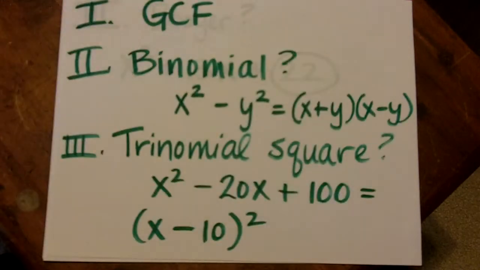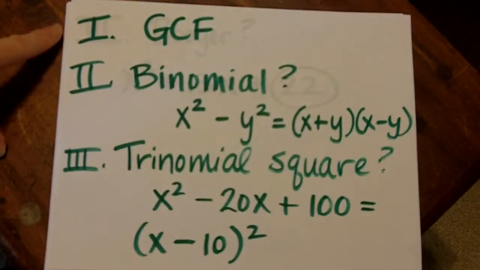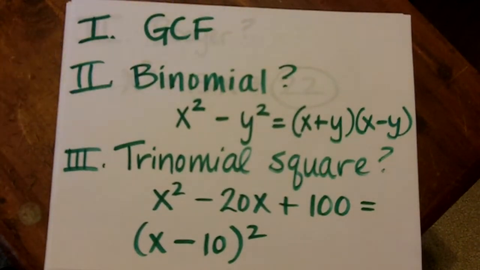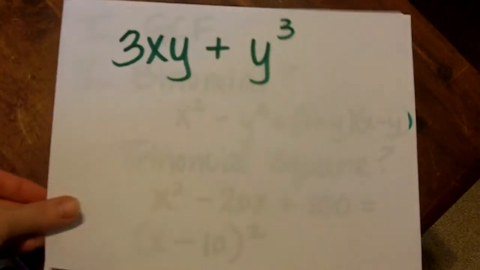Now, I basically consider that we have 4 steps of factoring. The first step that you should always look for when you are told to factor is to look for the greatest common factor, commonly known as the GCF. And sometimes that's the only factoring you'll need to do.